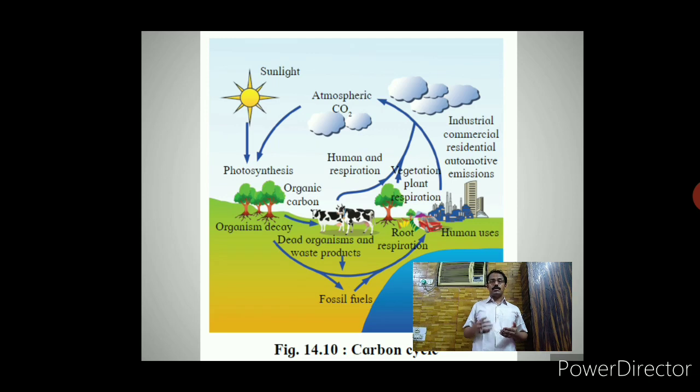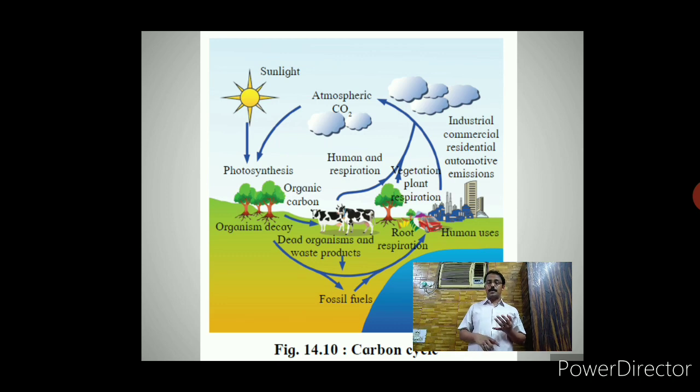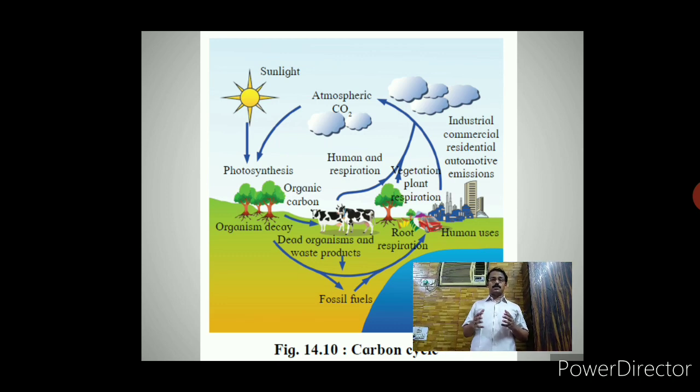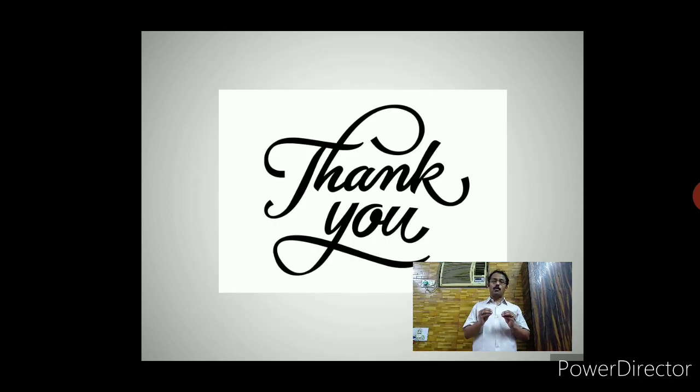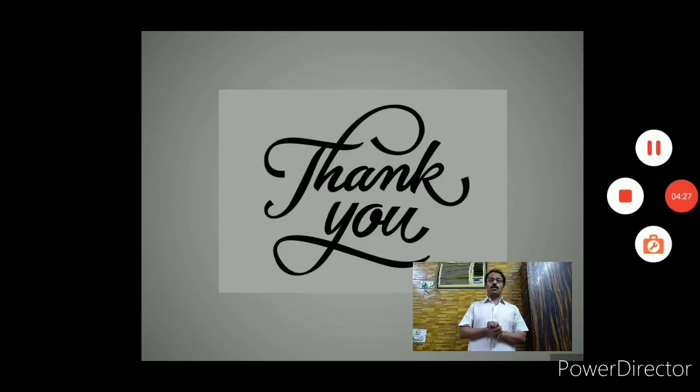Now we are cutting down the trees, so the amount of CO2 in the atmosphere is increasing, and it is giving rise to various problems like climate change, global warming, and so on. This has led to a huge amount of CO2 in our atmosphere. So we have to plant more trees in order to have this nutrient cycle, the carbon cycle, working properly.